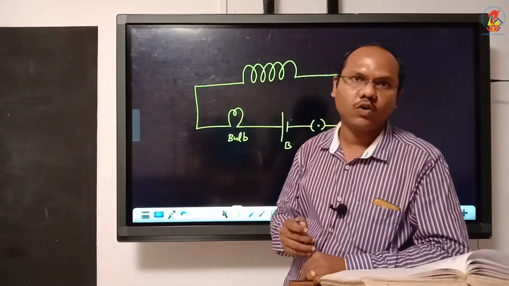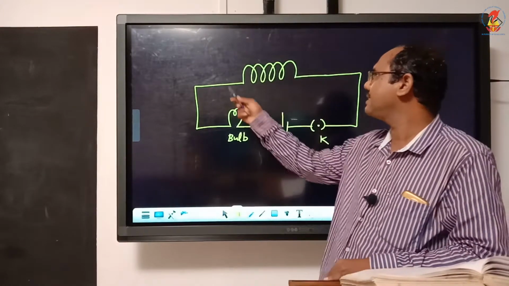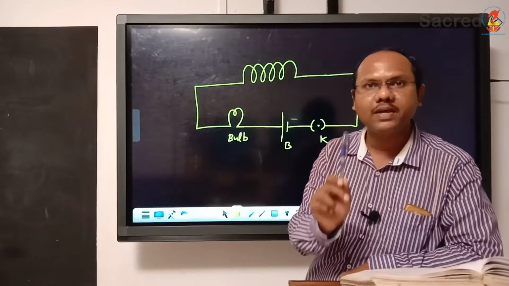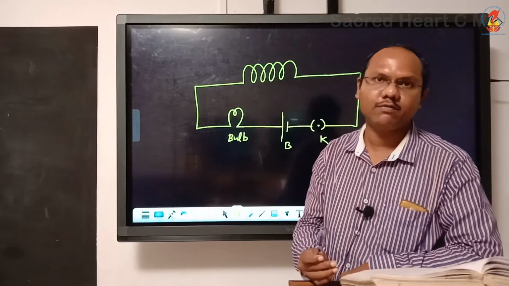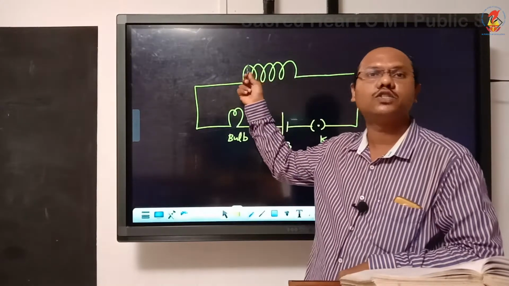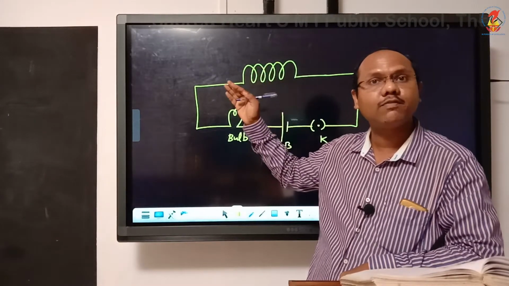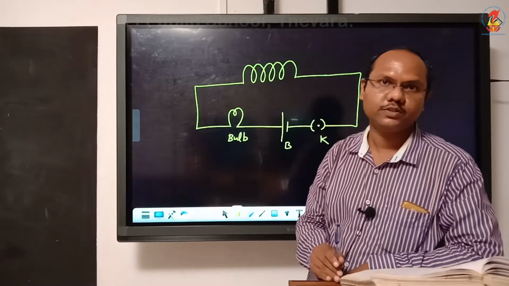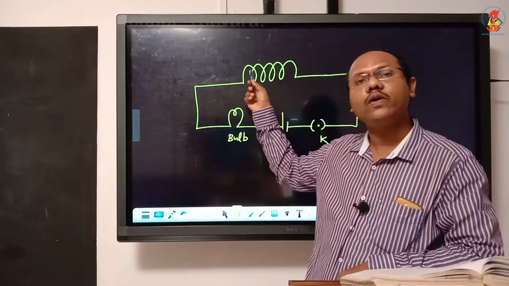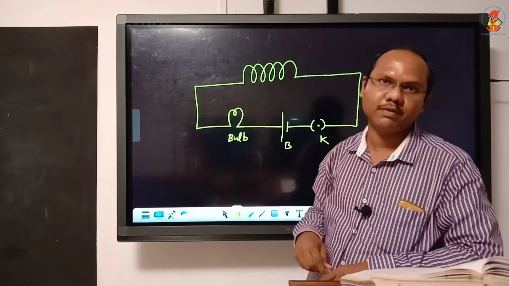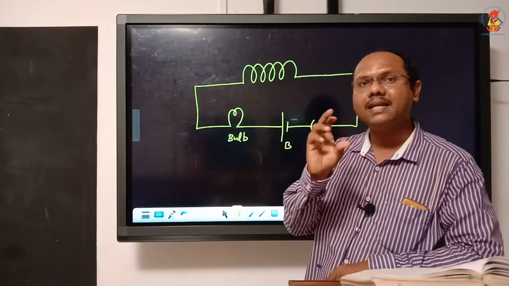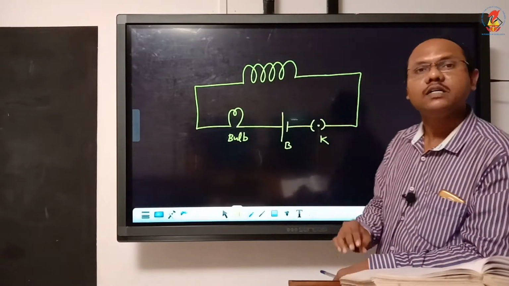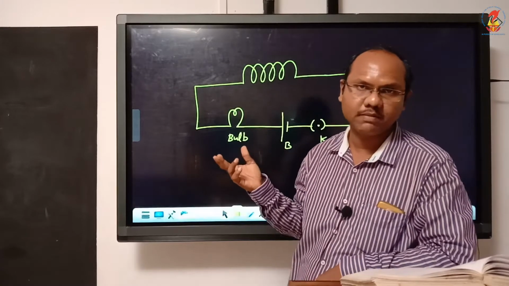When we switch this on, the current increases through the solenoid. As the current increases through the solenoid, there will be a change in the magnetic flux linked with the solenoid. That means magnetic flux linked with the solenoid will increase. As a result, solenoid will produce an induced EMF. That induced EMF is called self-induced EMF, and the phenomenon is called self-induction. So let us see what happens to this induced EMF.